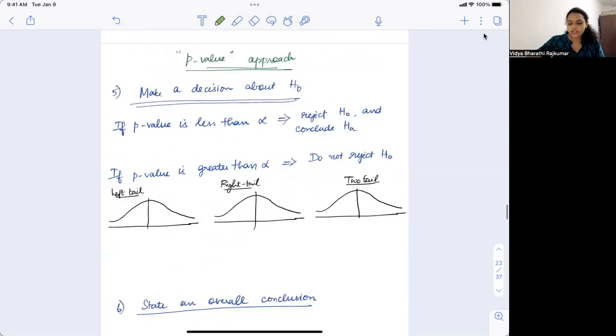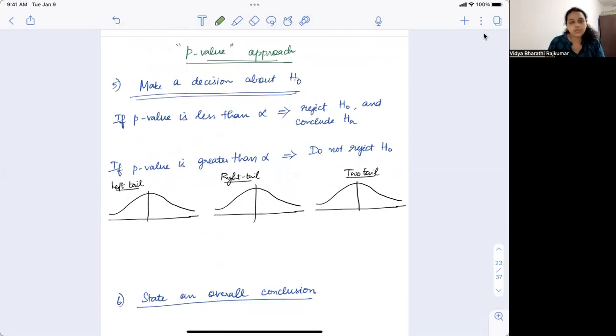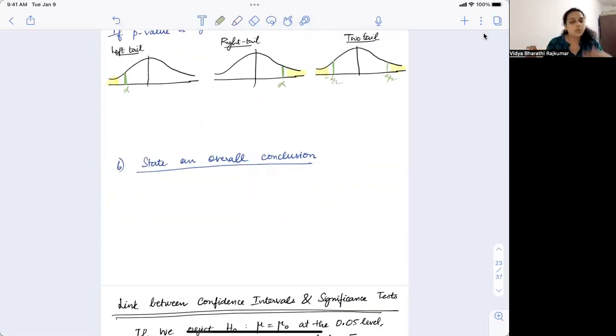So the approach is that whenever we use the p-value approach, if p-value is lesser than alpha, you reject the null. If p-value is greater than alpha, you do not reject the null. Okay? So if this is alpha, and if your p-value is somewhere here, you reject the null. If this is alpha, and if your p-value turns out to be like this, you reject the null. And this is alpha by 2, and this is alpha by 2. If your p-value happens to be lesser than this, you reject the null. And then you state an overall conclusion, which is very similar to how we did it earlier.